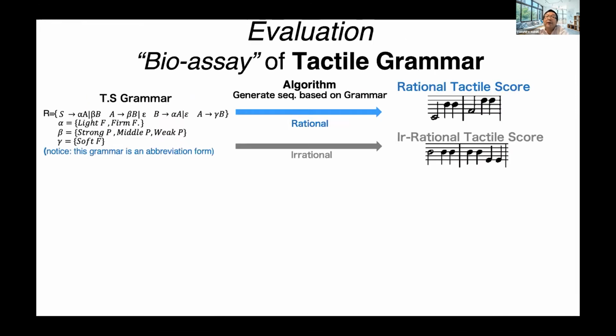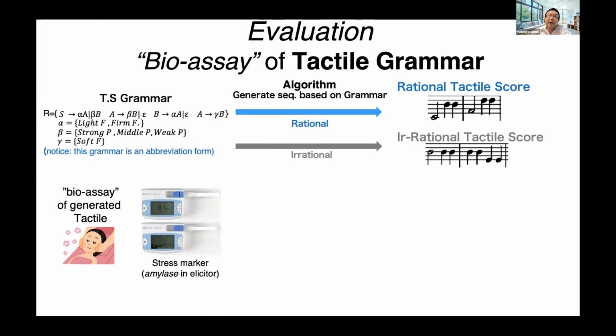Then we evaluated the obtained alphabet and grammar. We composed a rational tactile score based on the tactile grammar, and an irrational tactile score that does not follow the grammar. And we did a bioassay of the generated tactile.